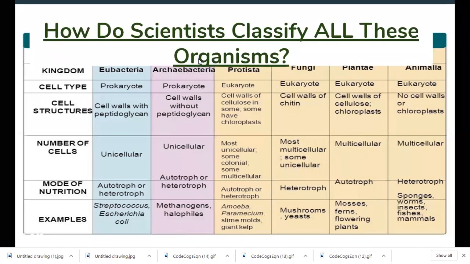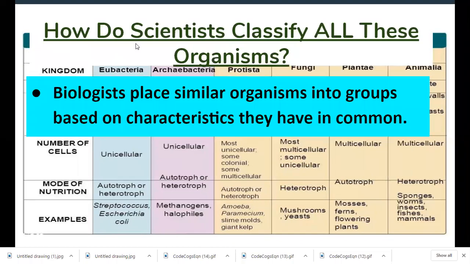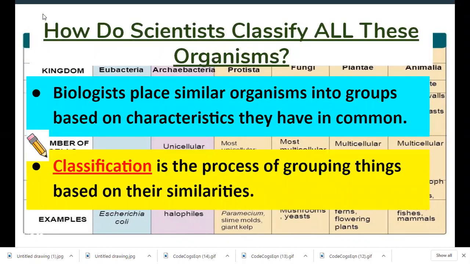Not all of that at once, but how do scientists classify all these organisms? Biologists place similar organisms into groups based on characteristics they have in common. Classification is the process of grouping things based on their similarities. So basically, it's a way of sorting organisms into what they have in common, kind of like sorting M&Ms by their color. Pick different characteristics of organisms and put them into groups.